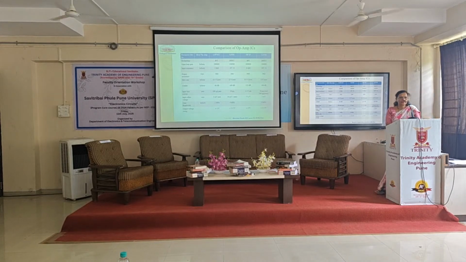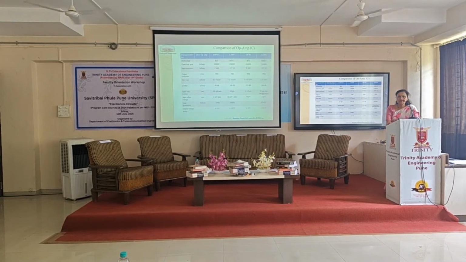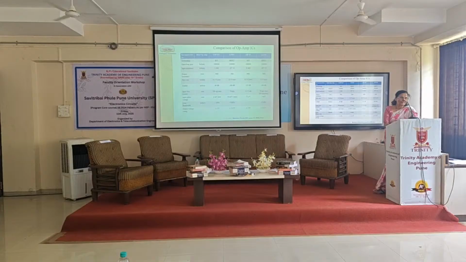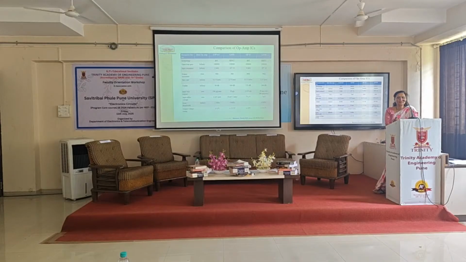Now, in most of the practicals, some are related to linear applications, some are based on non-linear applications. For linear applications, generally we are using 741. But in case of non-linear applications, we are going for LM-series ICs. And the reason is that it is based on the slew rate parameter and CMRR. Means we can select a particular IC for a particular application based on the parameters, how is the requirement.